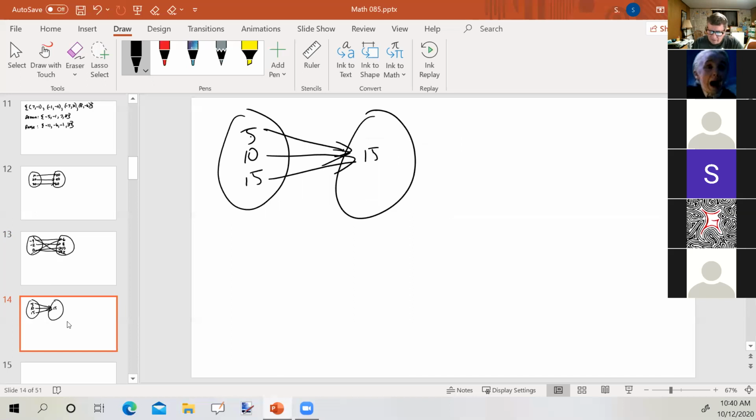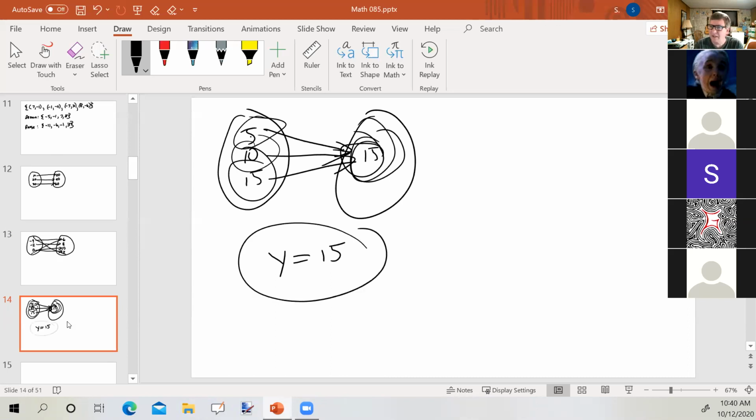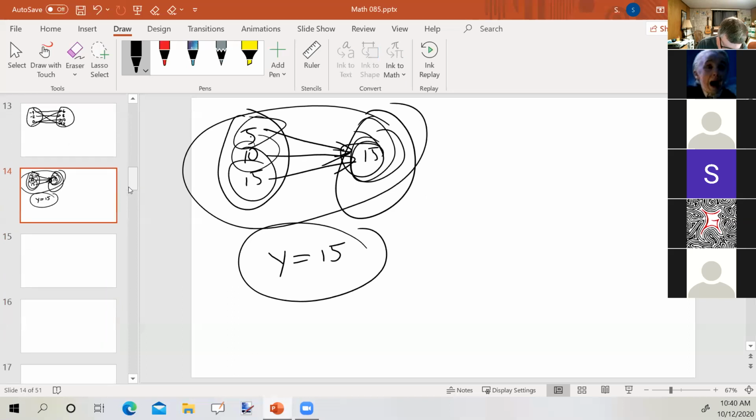Let me give you an example of an equation, which is a function, that would describe this situation. What if we had y equals 15? If x was 5, what would y be? 15. If x was 10, what would y be? 15. If x was 15, what would y be? 15. So that equation, which is a function, could describe that situation. But let's look at another example.